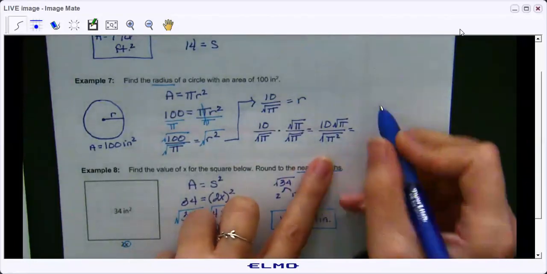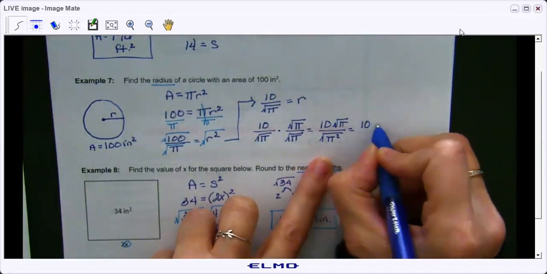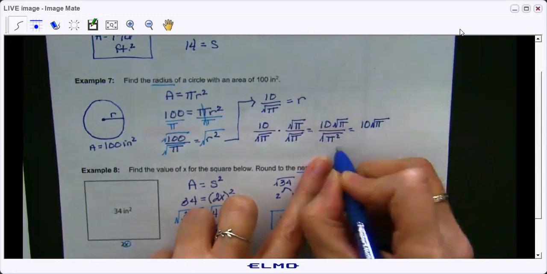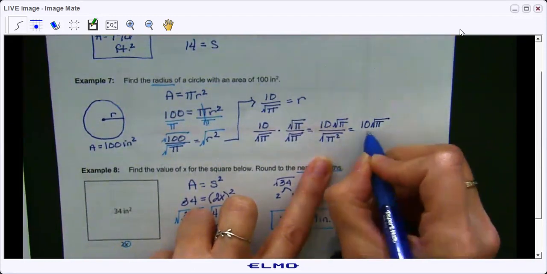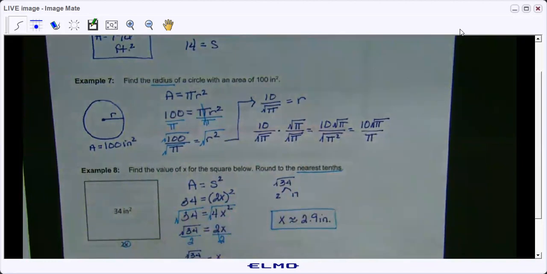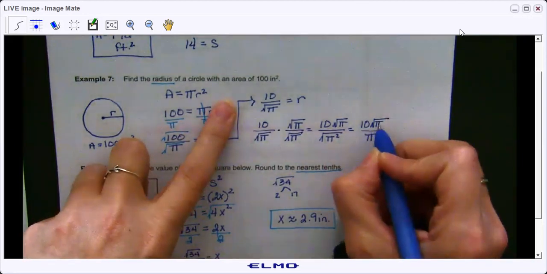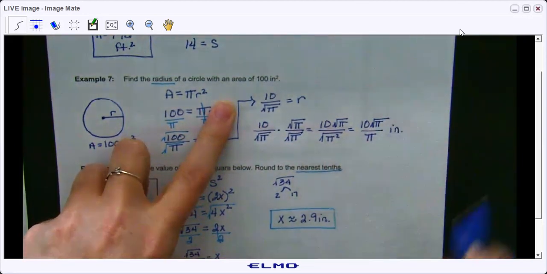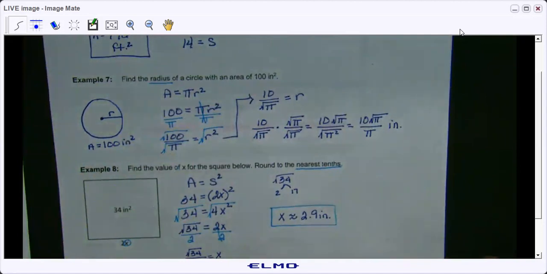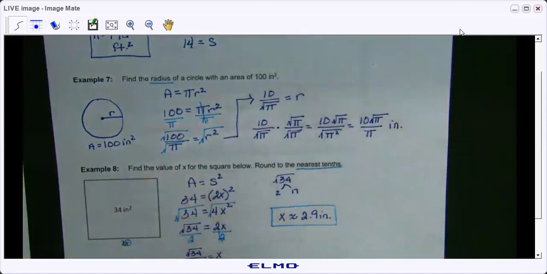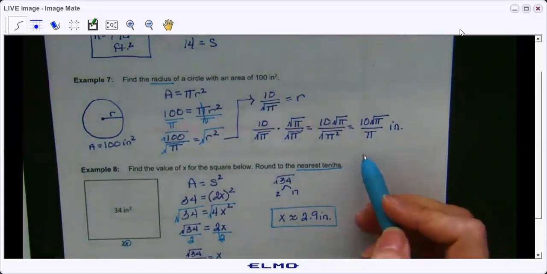So we know, or we should know, that the square root of pi squared is just pi. Okay. So this does not ask us to round to the nearest 10th. So we can leave it in terms of pi. So it's 10 square root of pi over pi inches. Okay. On your homework, it does say to round to the nearest 10th. So I'm going to show you how to do that though with this.